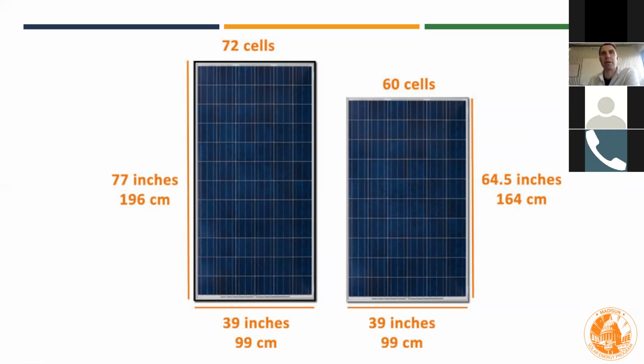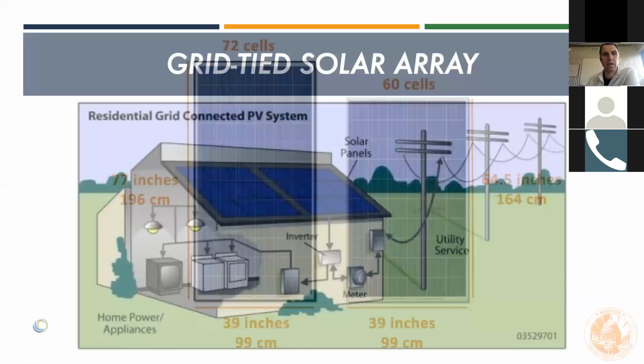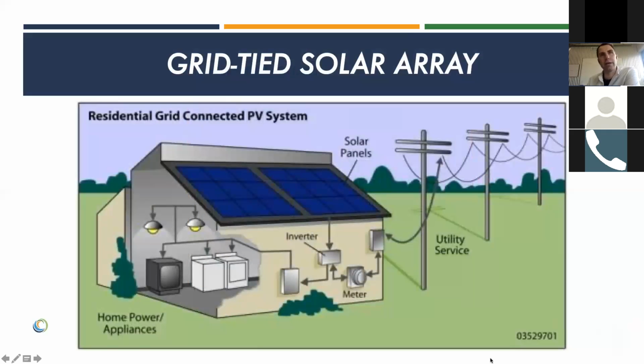a solar developer might be able to put two 60 cell panels in where they might only be able to put one 72 cell. So they work the same exact way. It's just one is a little bit smaller, so they can be a little bit more nimble with how they design their arrays. So now that you know some of the components, this is essentially what a solar array, or a solar system, I should say, should look like.